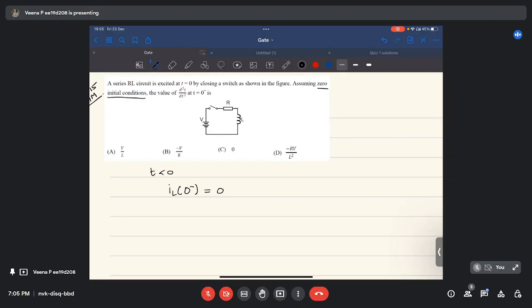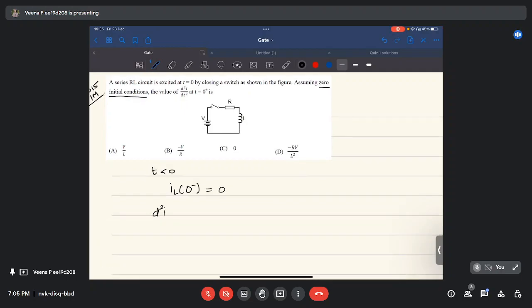Now we are asked to find the value of d square I by dt square at t equal to 0 plus. So when t is greater than 0, the switch is closed. So the DC voltage is applied across a series connection of resistance and inductance. So this is V. Let the current flowing through the circuit be I. This is R and this is L. I hope you read the question and understood what is asked. Is the question clear?